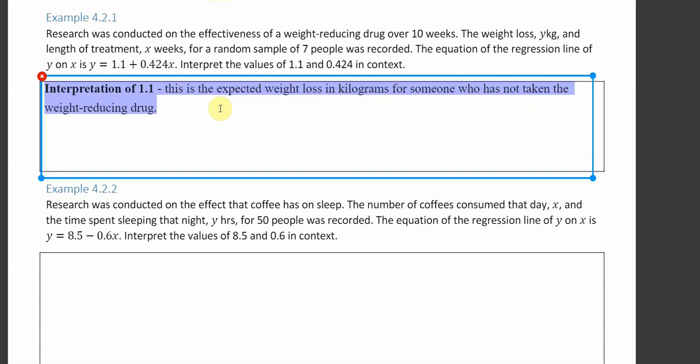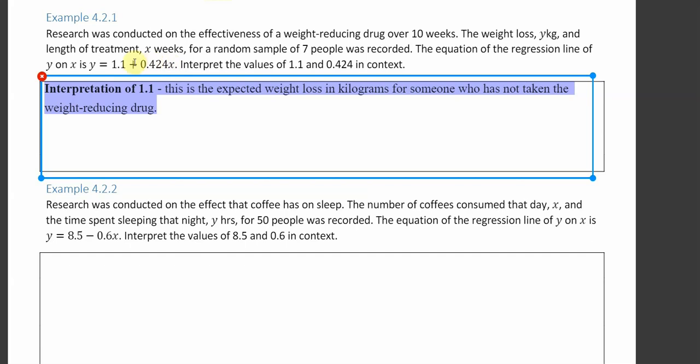Now the 0.424, this is the gradient of the straight line graph, which if you write that down won't get you any marks because it's not in context. So let's think about what the gradient of a line actually means. The gradient of a line is the amount that the vertical axis goes up or down by for every 1 unit we travel across by. So in other words, if x increases by 1, then y will increase by the gradient, by 0.424.